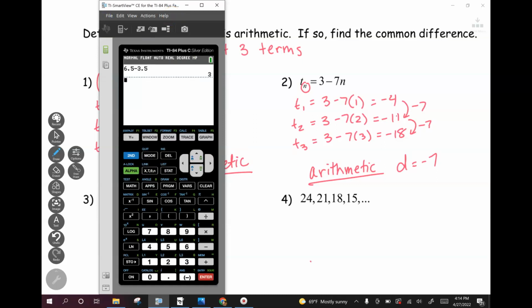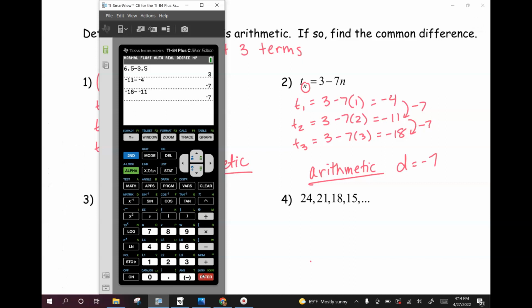So on this last one that we did, I could do -11 minus -4. So doing T2 minus T1, and that gives me -7, and then I could do -18 minus -11. So you subtract the previous term from the term, and then that gives you the difference. So -7 on both of those.